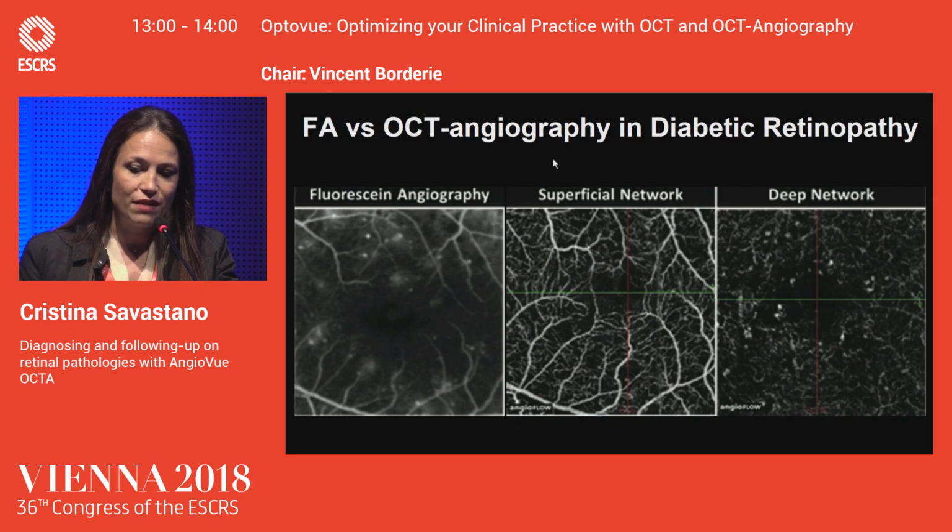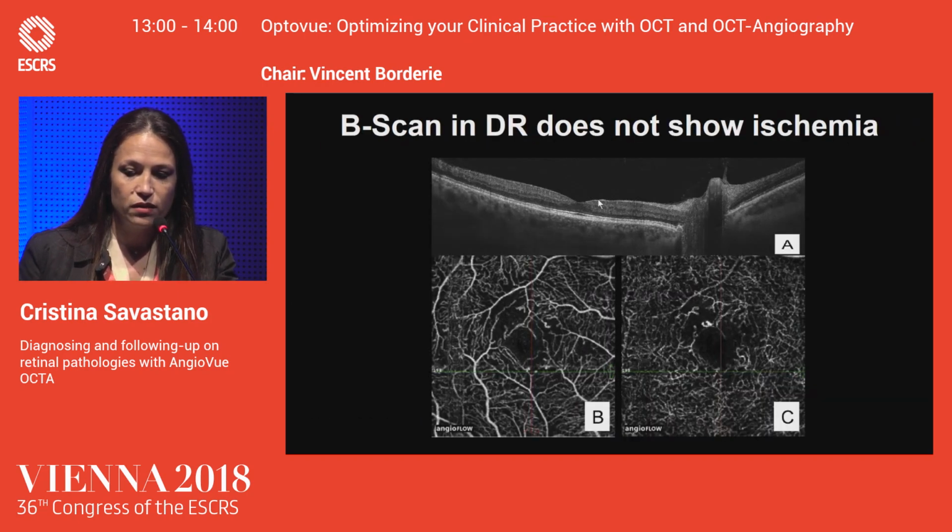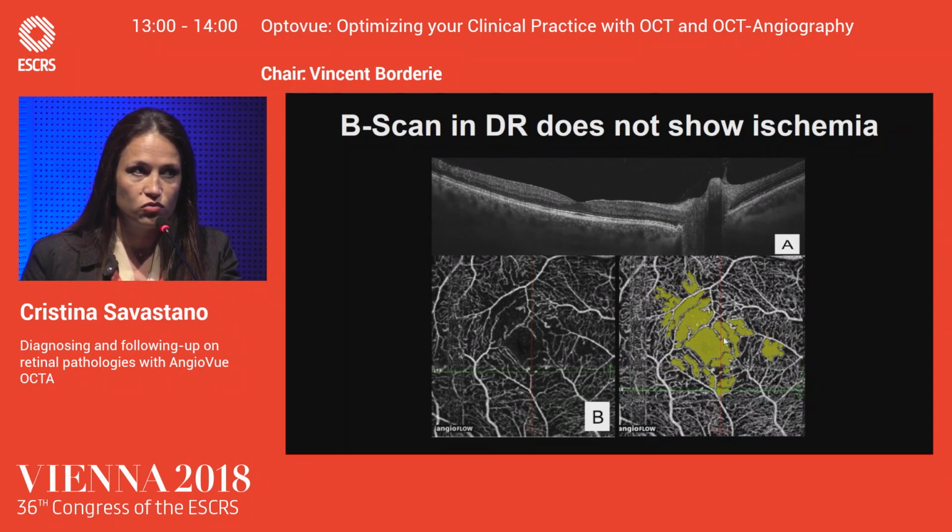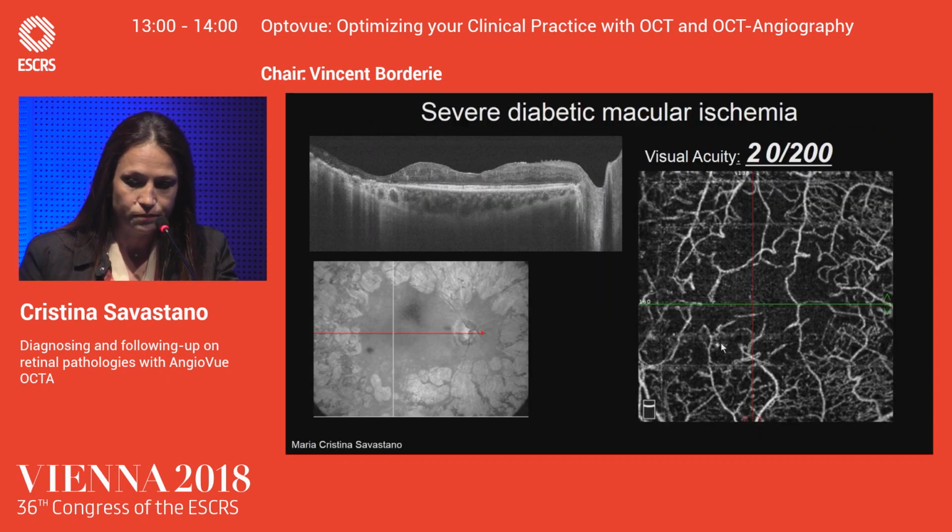What about diabetic retinopathy? We can see here the fluorescein angiography where superficial and deep network are overlapped. By the OCT angiography, it's possible to study separately these two networks. As we observed here, there is just a little alteration in the juxtafoveal area in this patient with early diabetic signs. If we perform the OCT angiography, we can see the ischemia, and so the dropout of capillary that define the early stage of macular ischemia.